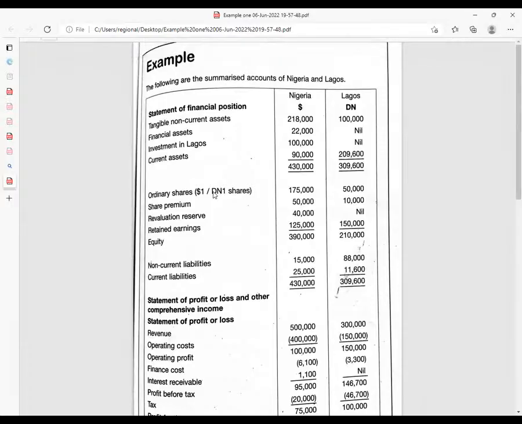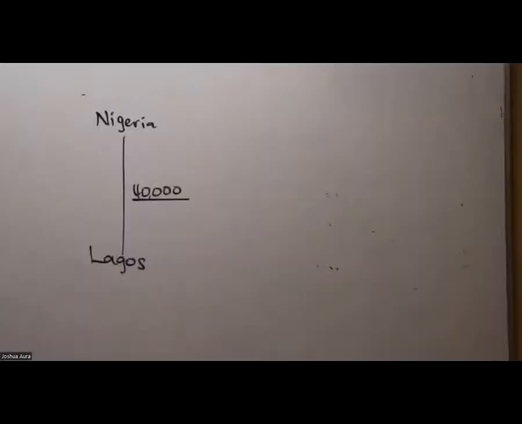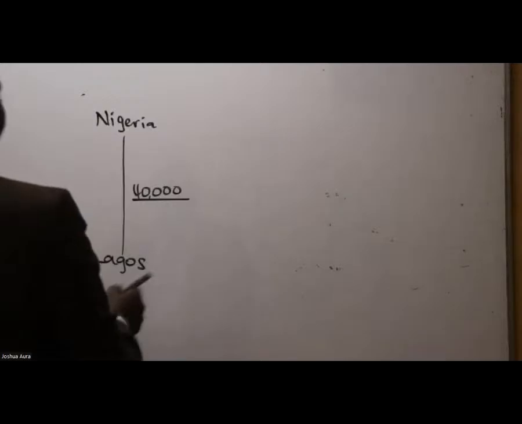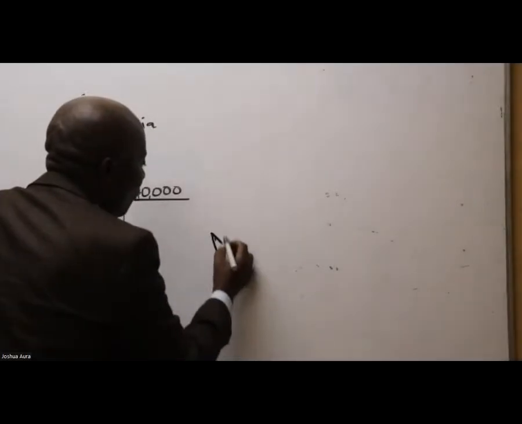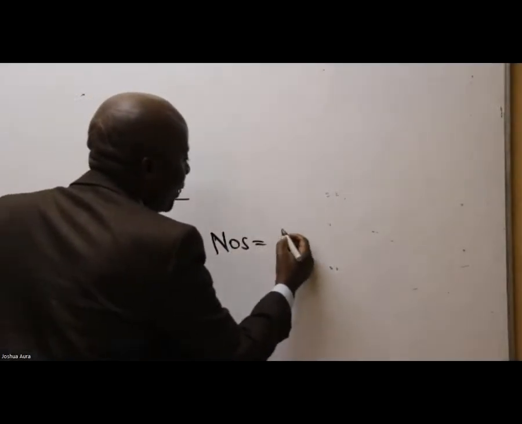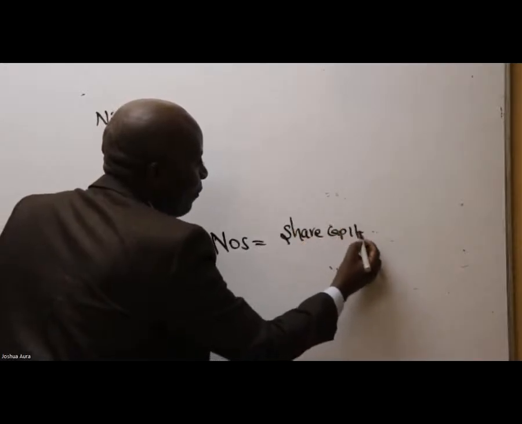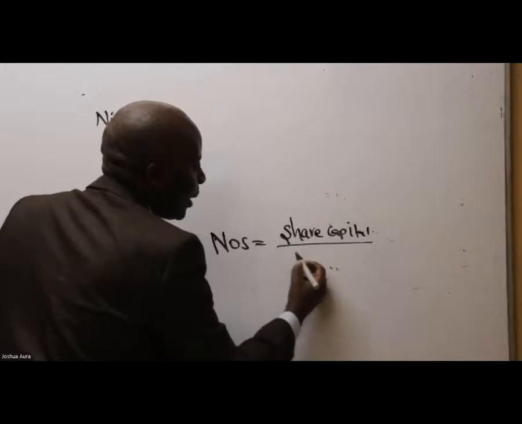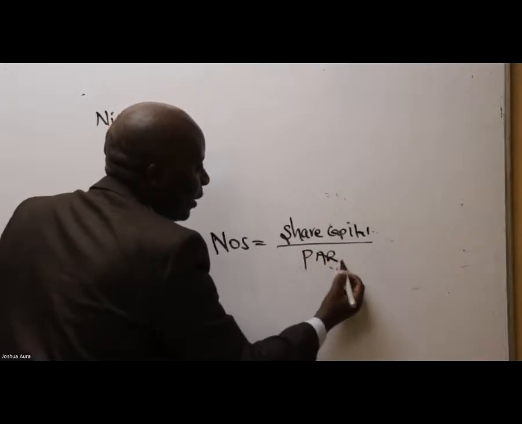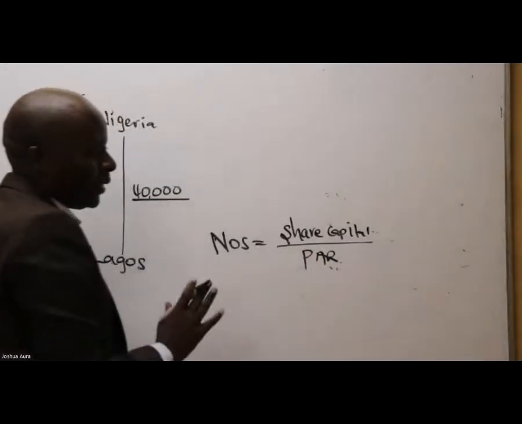Remember, to get the number of ordinary shares, we normally take the share capital. Like now, you can see the share capital of Lagos is 50,000. You divide by the par value. Anytime you want to get the number of ordinary shares, my good students, listen: you always take the share capital given, and then you divide this by the par value given there by the side.